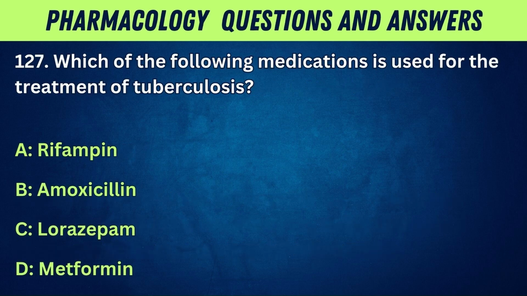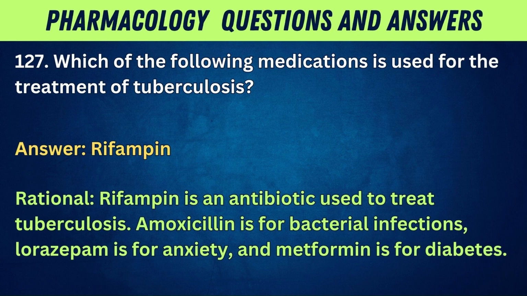127. Which of the following medications is used for the treatment of tuberculosis? A. Rifampin. B. Amoxicillin. C. Lorazepam. D. Metformin. Answer: rifampin. Rationale: rifampin is an antibiotic used to treat tuberculosis. Amoxicillin is for bacterial infections, lorazepam is for anxiety, and metformin is for diabetes.